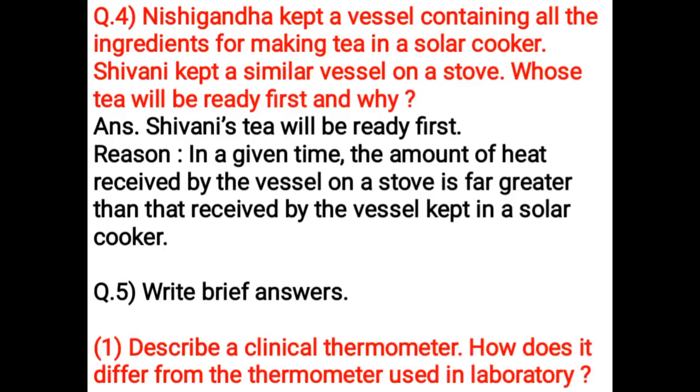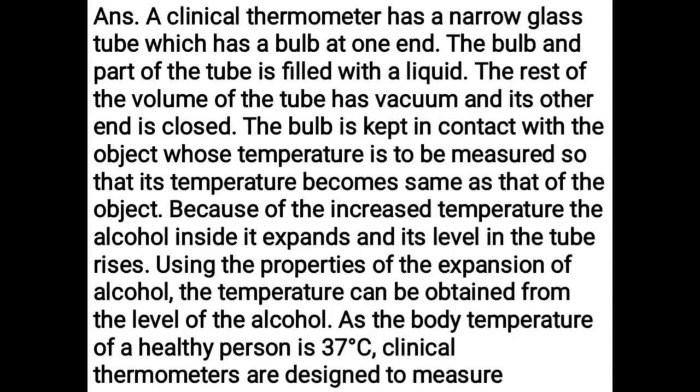Write brief answers. Describe a clinical thermometer. How does it differ from the thermometer used in laboratory? A clinical thermometer has a narrow glass tube which has a bulb at one end. The bulb and part of the tube is filled with the liquid. The rest of the volume of the tube has vacuum and its other end is closed. The bulb is kept in contact with the object whose temperature is to be measured so that its temperature becomes same as that of the object.